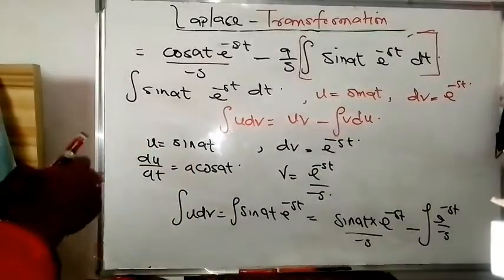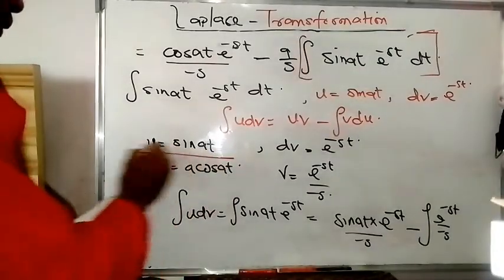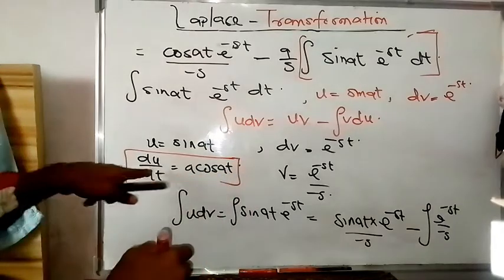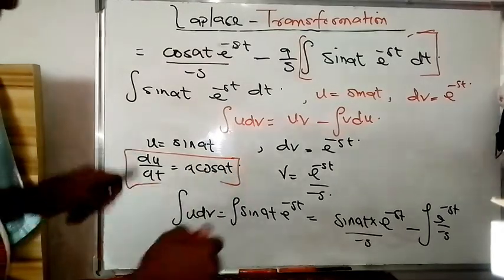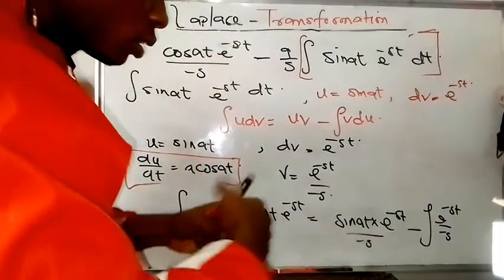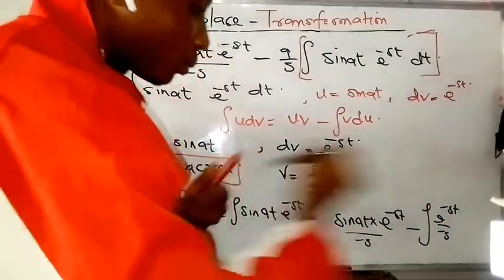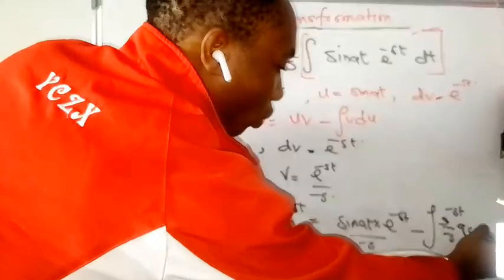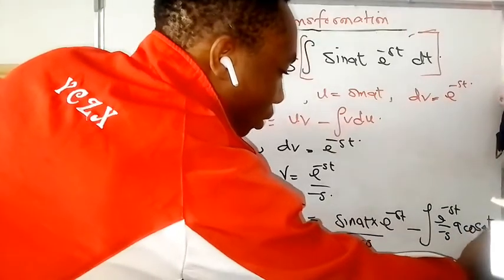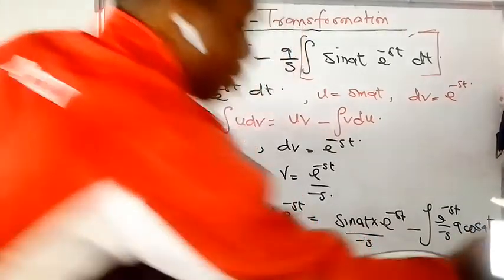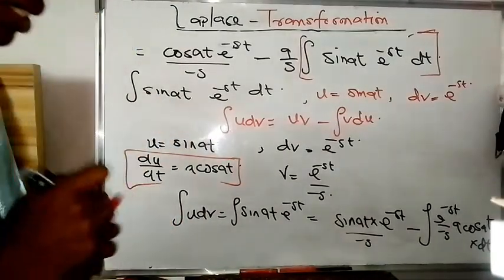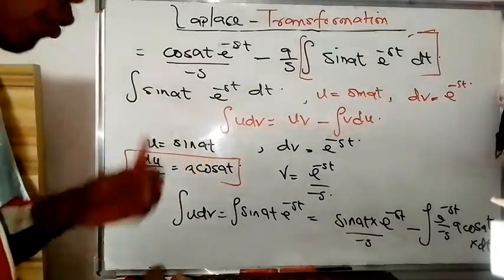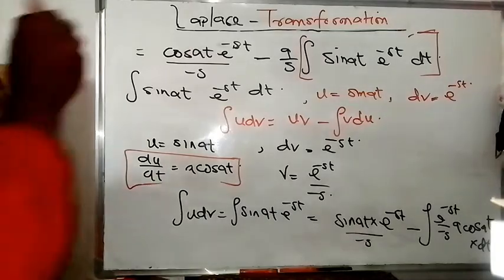Now making du the subject of the formula here, what am I going to be having? I'm going to be having du is equal to a cos at times dt.